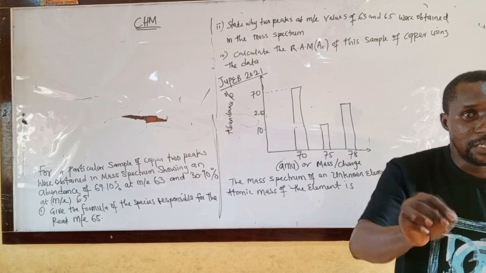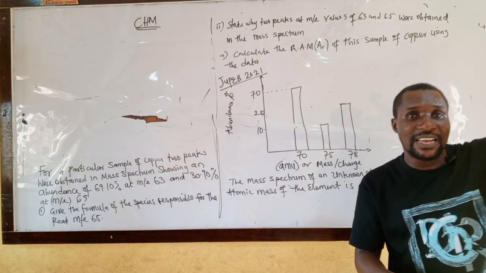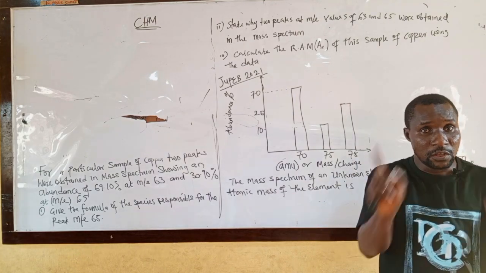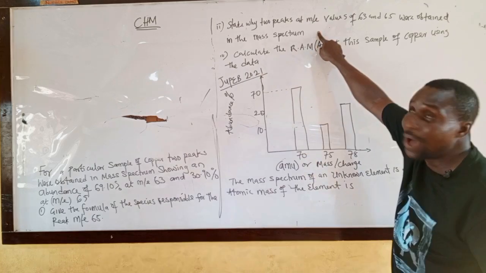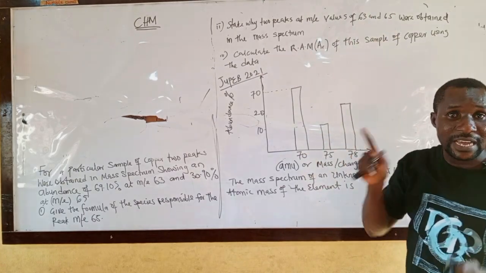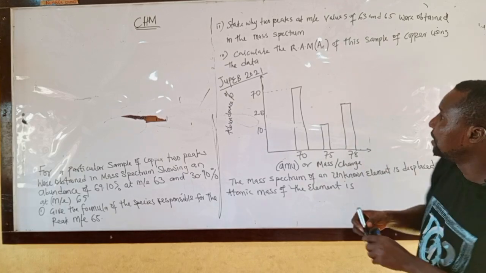Take note of that. The time to cover the distance from the ionizer stage to the detector stage is very short. That is why we have 2 peaks of 63 and 65. That time for copper is very short. Then the next one.